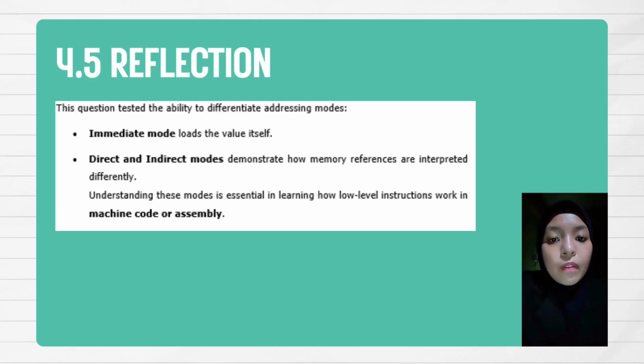This question was helpful in strengthening our understanding of how computers access memory using different addressing modes. It was clear that immediate mode gives the value directly, direct mode retrieves data from a memory address, and indirect mode requires an extra level of referencing. This logic is essential when learning about assembly language and how CPUs process instructions at a low level.